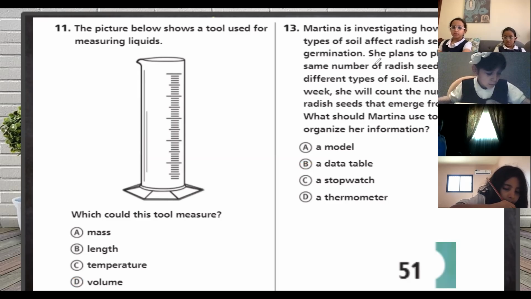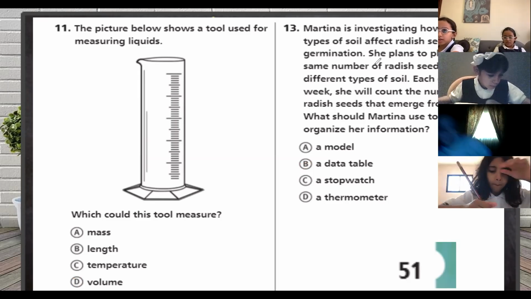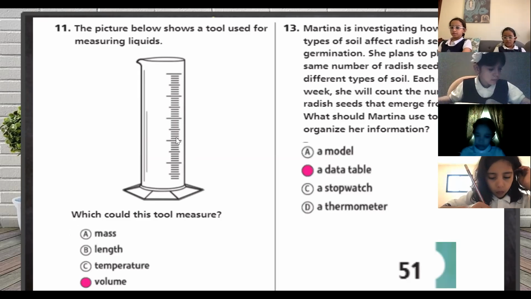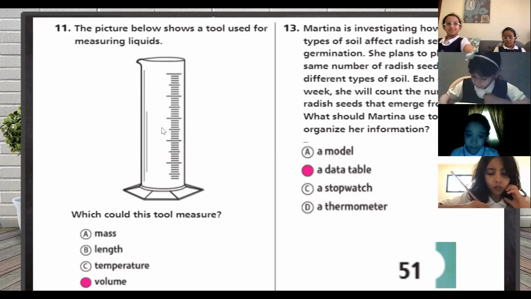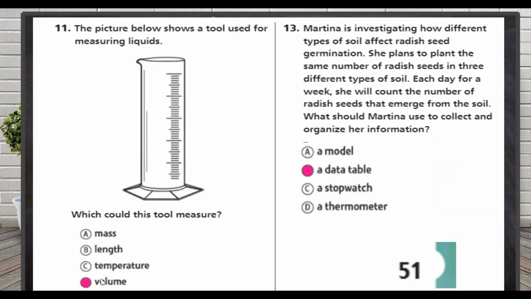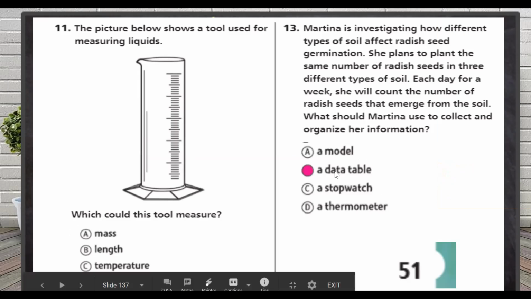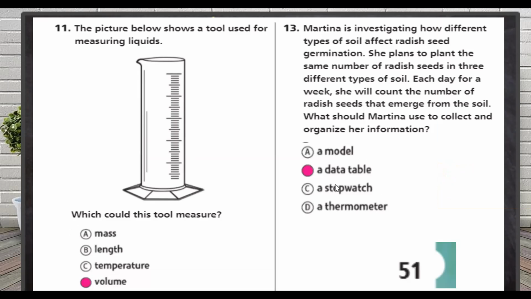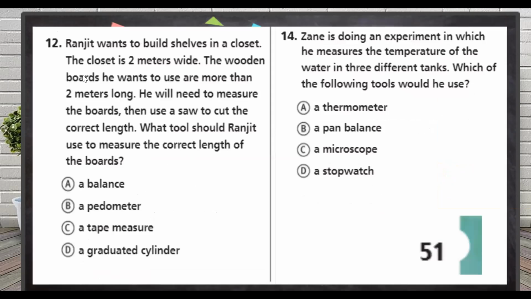Shall we go to the next question, guys? Yes. Okay, so your answers are correct. Number 11 is volume and number 13 is a data table. Let's see what we have next. Okay, number 12.